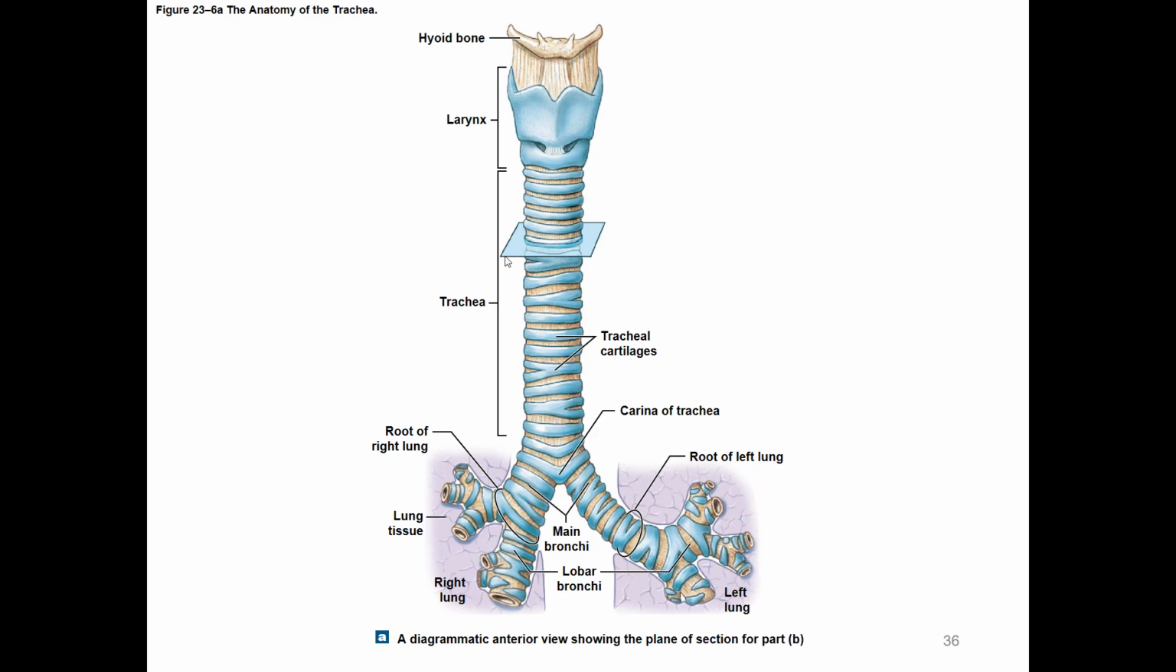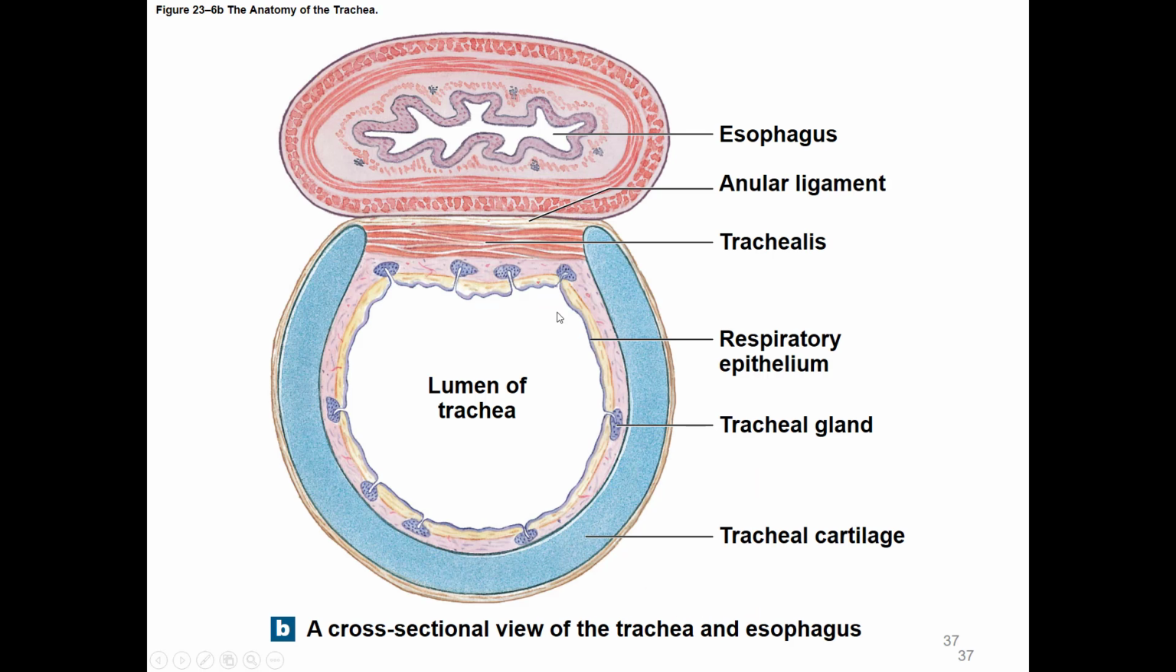If we look at a cross section, a transverse section right here, this is what we would see. So here's our trachea. This is the lumen, which means the hollow inside. This is where the air would be moving. And then here's our C-shaped cartilage holding the trachea open. Behind the trachea is the esophagus. This is where our food and liquids and saliva go.